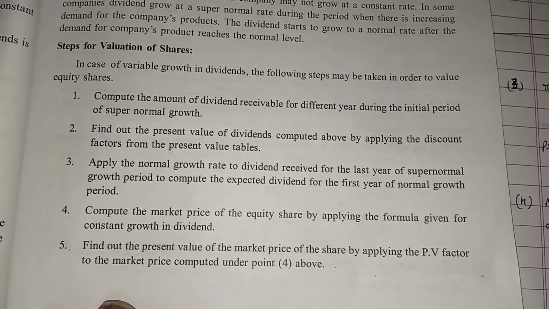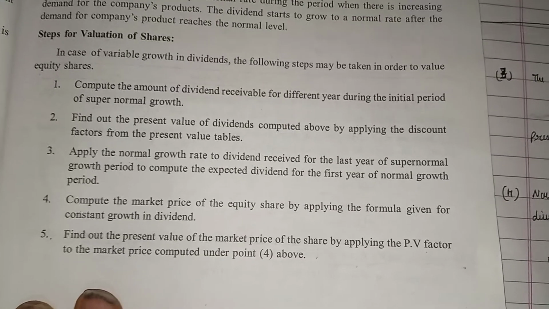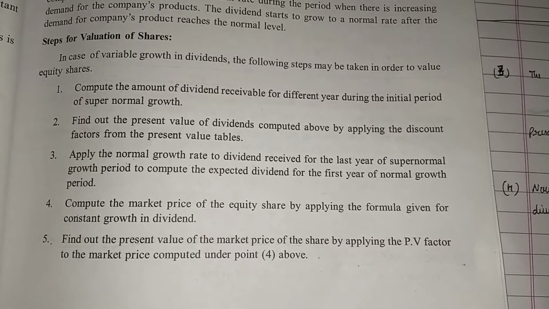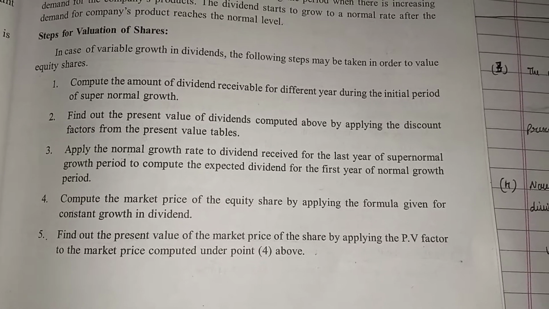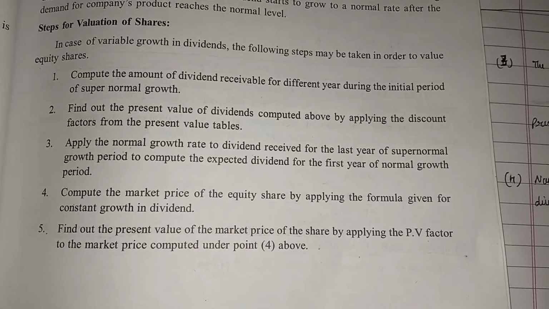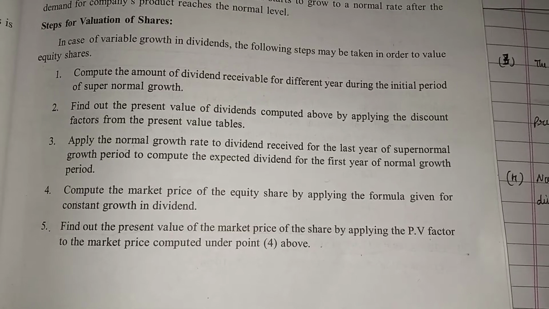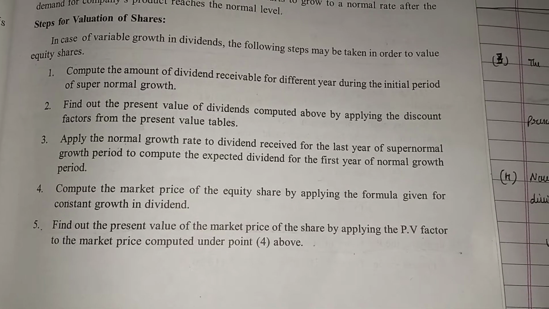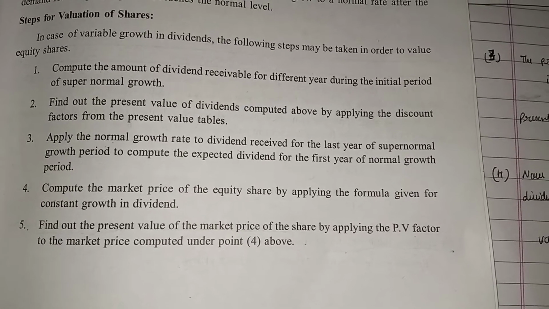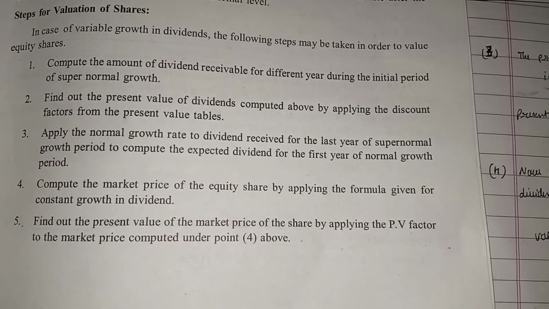In case of variable growth in dividends, the following steps may be taken in order to value equity shares. Compute the amount of dividends receivable for different years during the initial period of supernormal growth. Find out the present value of dividends computed above by applying the discount factors from the present value tables. Apply the normal growth rate of dividend received for the last year of supernormal growth period to compute the expected dividend for the first year of normal growth period.